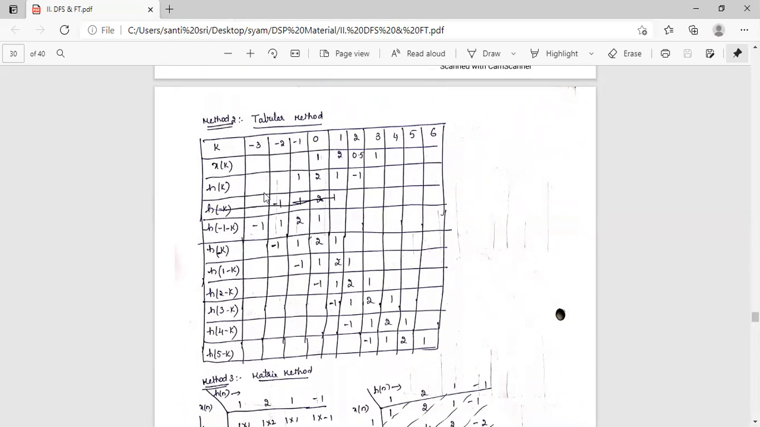So h of minus 1 minus k starts from minus 3 to 0. Similarly, h of 0 minus k starts from minus 2 to 1. H of 1 minus k starts from minus 1 to 2. H of 2 minus k starts from minus 1 to 3. H of 3 minus k starts from 1 to 4. H of 4 minus k starts from minus 1 to 5. And h of 5 minus k starts from minus 1 to 1.